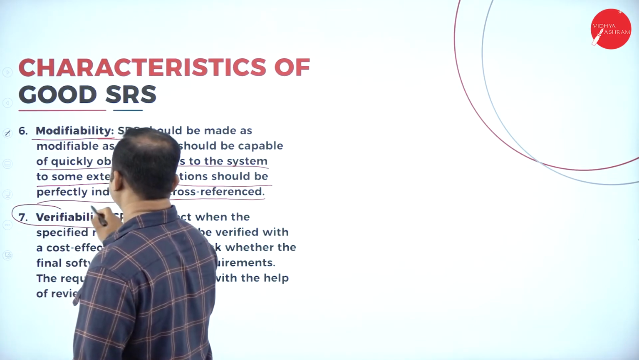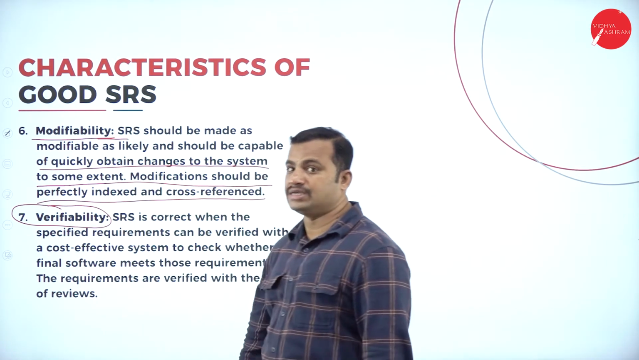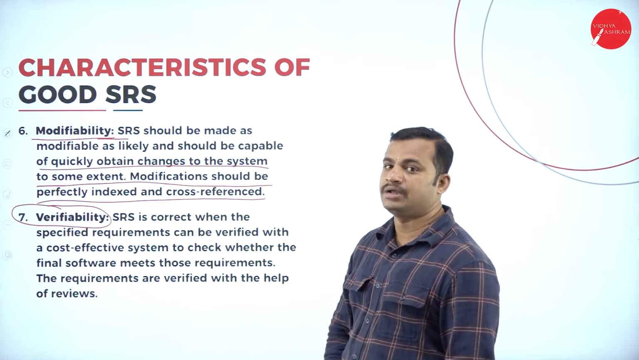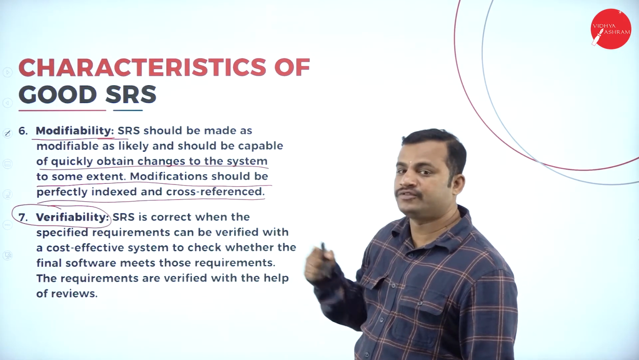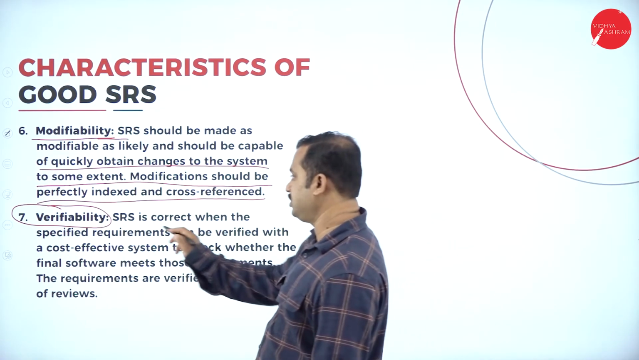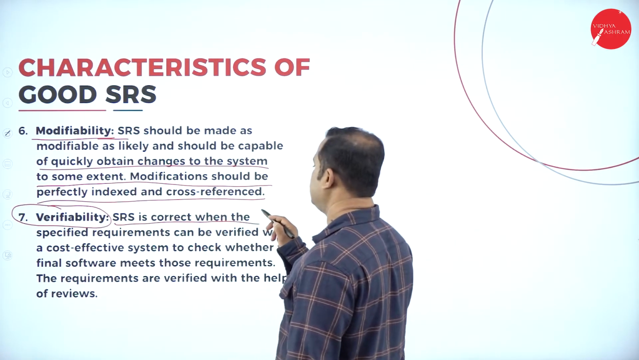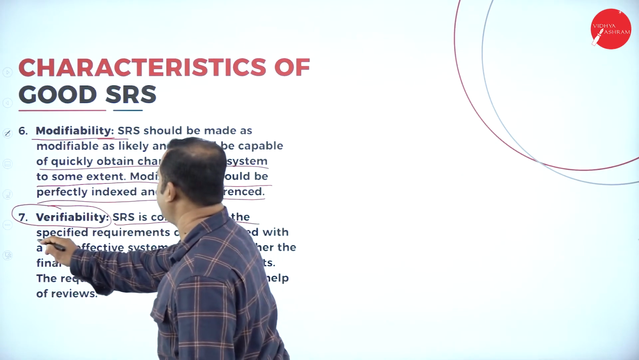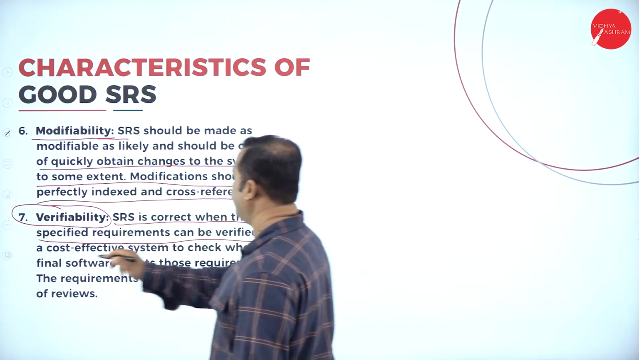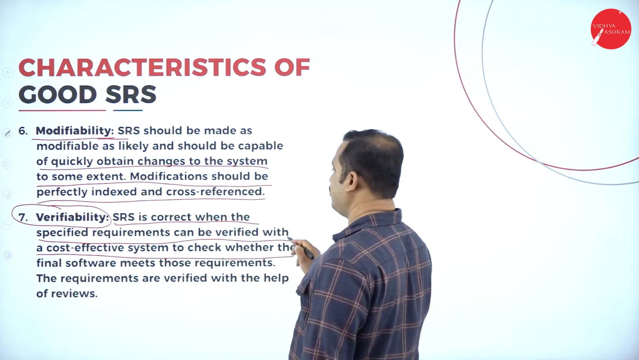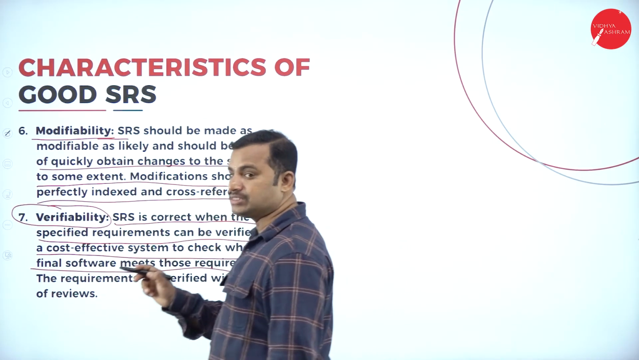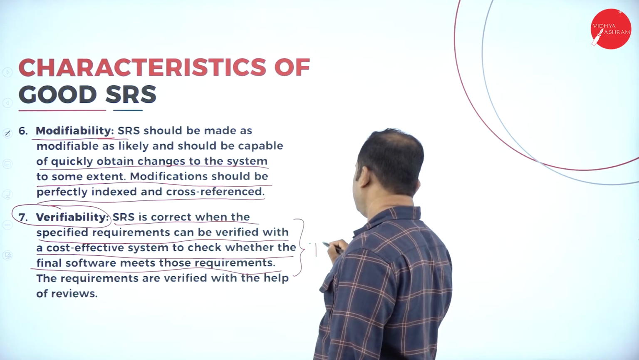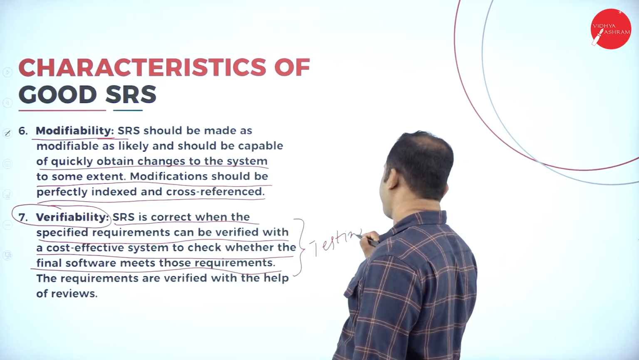Verifiability. This is done at the time of unit testing by the software developer and by the testing team to verify whether all of the requirements are met or not. The same thing is explained here. An SRS is correct when the specified requirements can be verified with a cost-effective system to check whether the final software meets those requirements. That is the task done by the testing team.